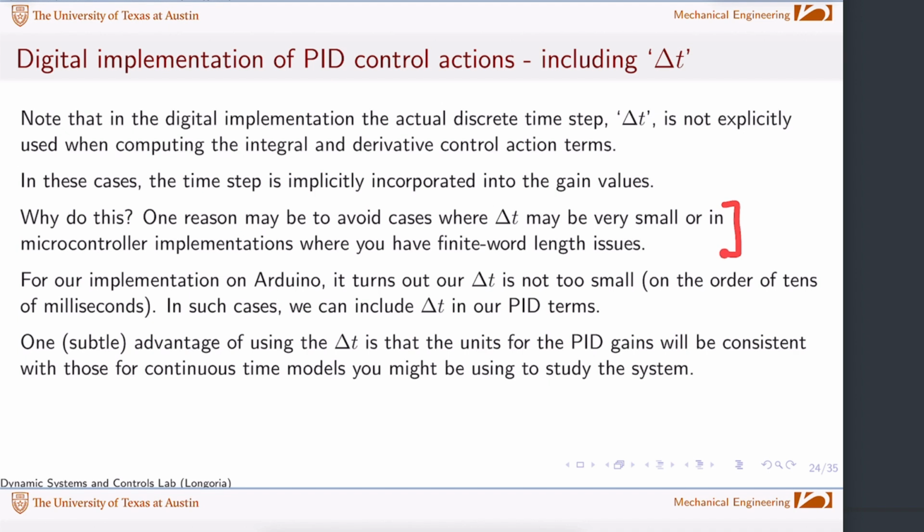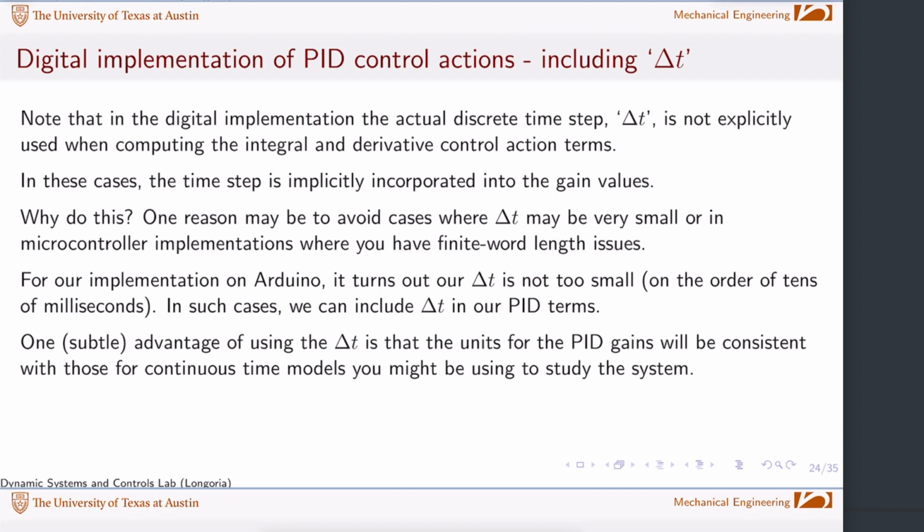And sometimes, if you have really fast microcontrollers, those delta t's can be really small numbers, right? Microseconds and so on. So you can avoid getting really small numbers if you have very small delta t's by just ignoring the delta t because you don't really need it. Let the k compensate for it, right? So on some micro, you might have finite word length issues, and you might want to do away with the delta t.